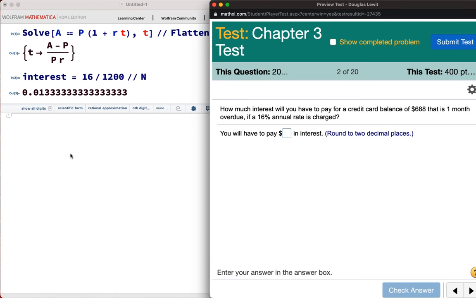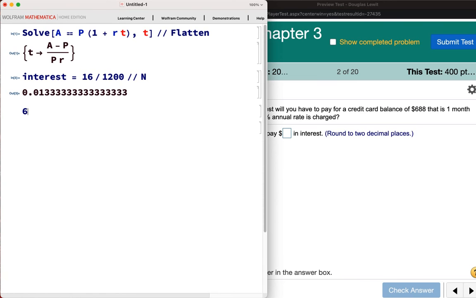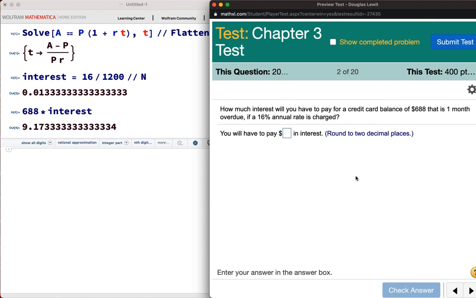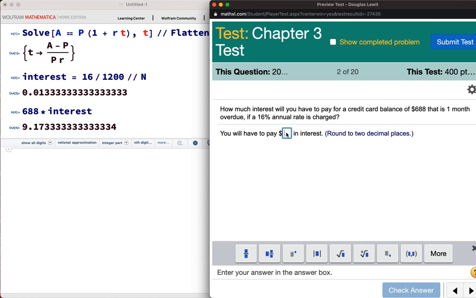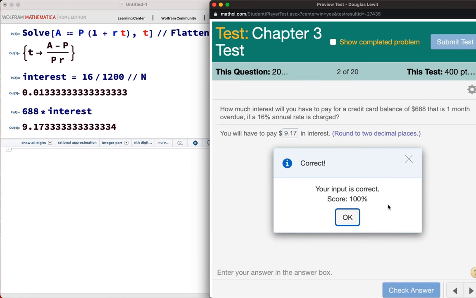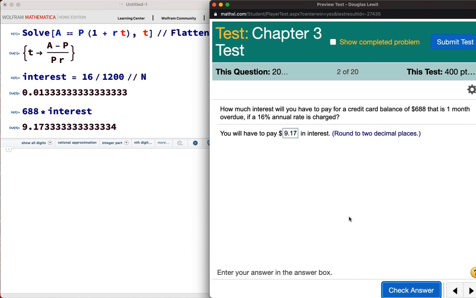Okay, so let's see. $688 times interest, $9.17. Your input is correct. Score 100%. Okay. Let's move on to the next question.